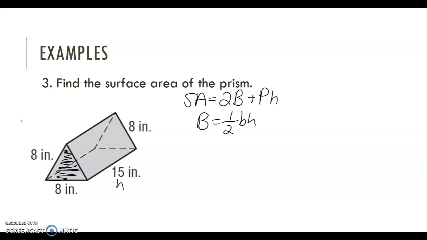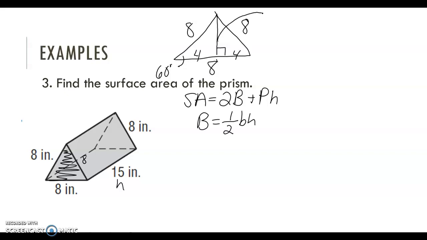Okay, so this is an equilateral triangle. That 8 goes here. So we still need to find the height of this equilateral triangle, which we've been doing already, in order to help us calculate this base area. So this would be 4, this would be 4, this would be a 30, 60, 90 triangle. And so using the 30, 60, 90 rules, this height would be 4 square root of 3.